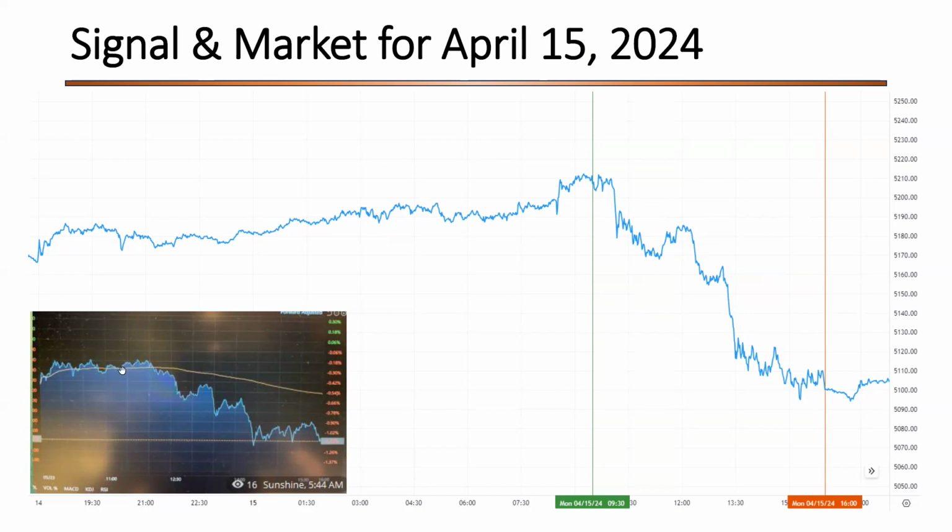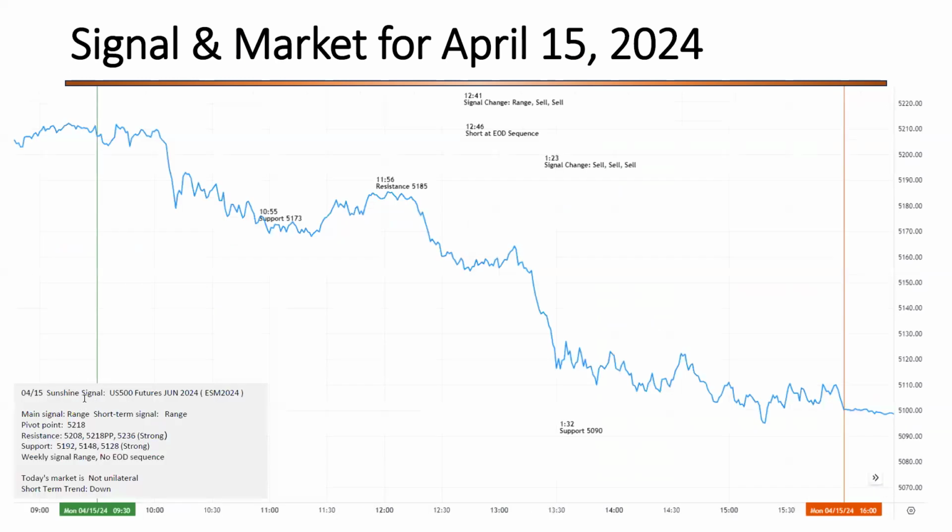Now, take this graph, and then we also have the signal here that will also be provided pre-market. The signal is giving us a triple range, which means the main signal, the short-term signal, and the weekly signal are all showing range. There is no EOD sequence, and the signal is not showing a trending day possibility, but the short-term trend is down, likely due to Friday's close, where we had a relatively large red candle.